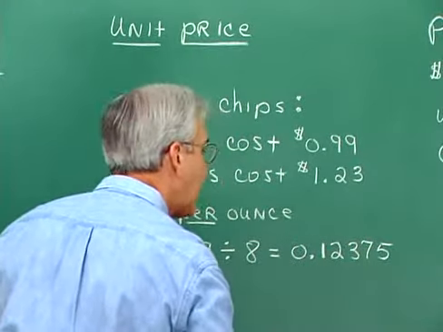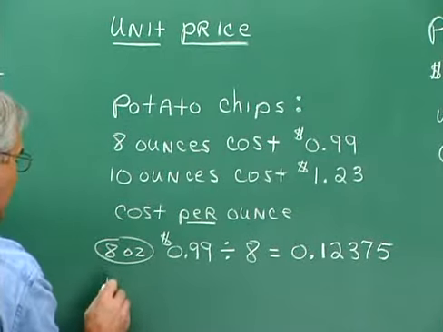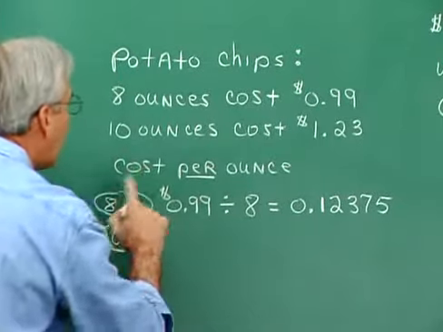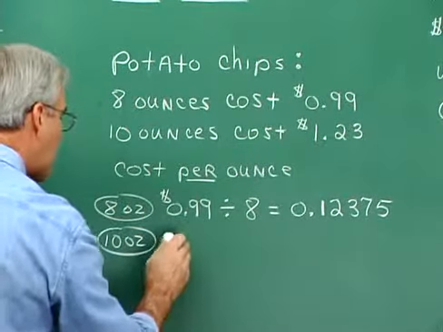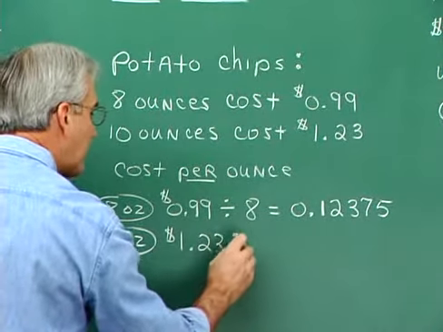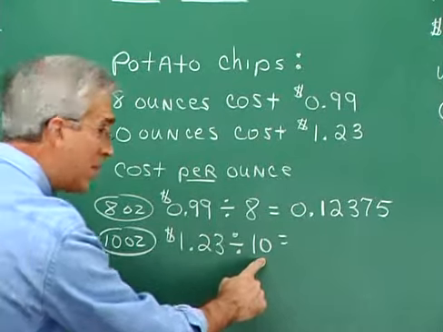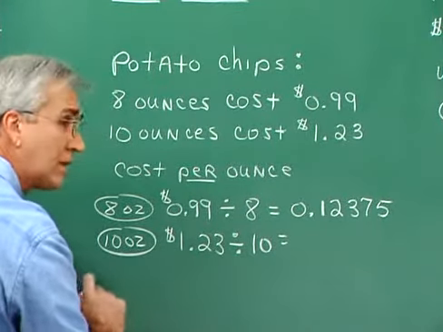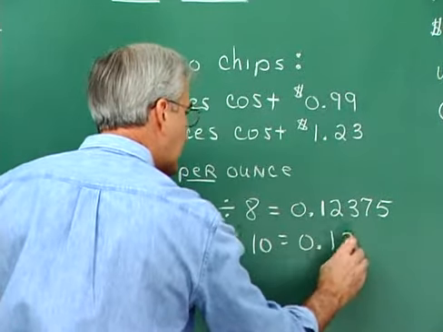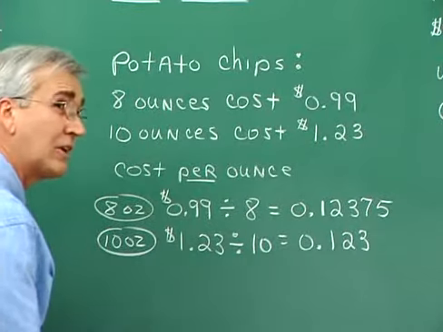Let's just leave it like that for comparative purposes for right now. Now, the 10-ounce package tells us that, let's see, cost per ounce. The cost is $1.23, and we're dividing by the number of ounces, that's 10. And dividing by 10, remember, means that we just slide this decimal 1 to the left. So this becomes 0.123. And that's it.